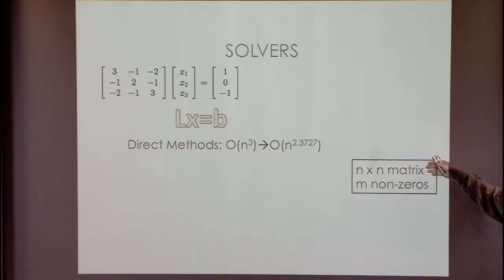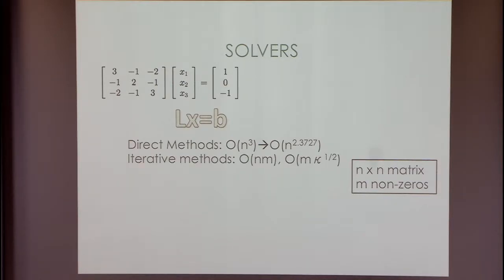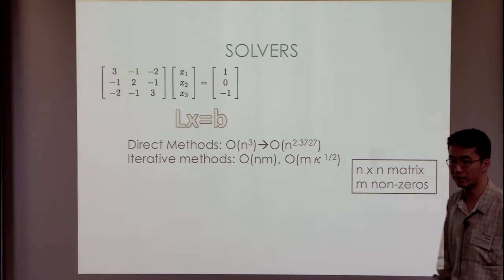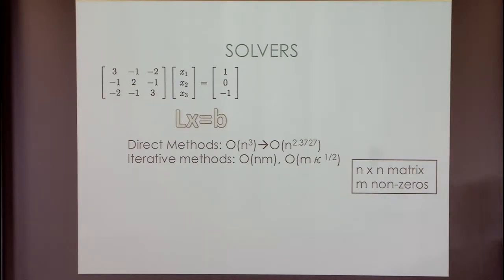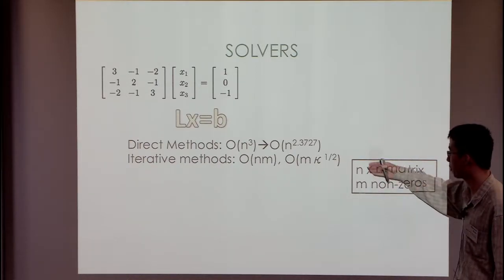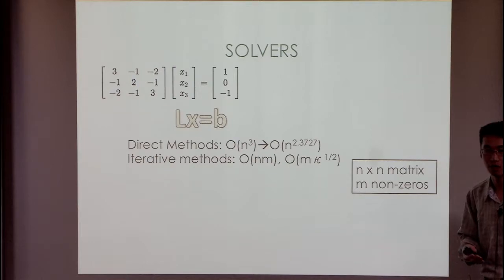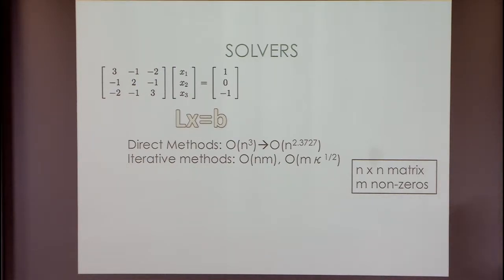So once again, to describe running time, I will say A is an n by n matrix with m non-zero entries. You can also use iterative methods. If you believe in exact arithmetic, you can show that these iterative methods run in time n times m, so number of dimensions times number of non-zeros. If, on the other hand, you believe in round-off errors, the more popular bound is m times square root kappa, where kappa is the condition number of the matrix. So these are methods that work for any linear system.